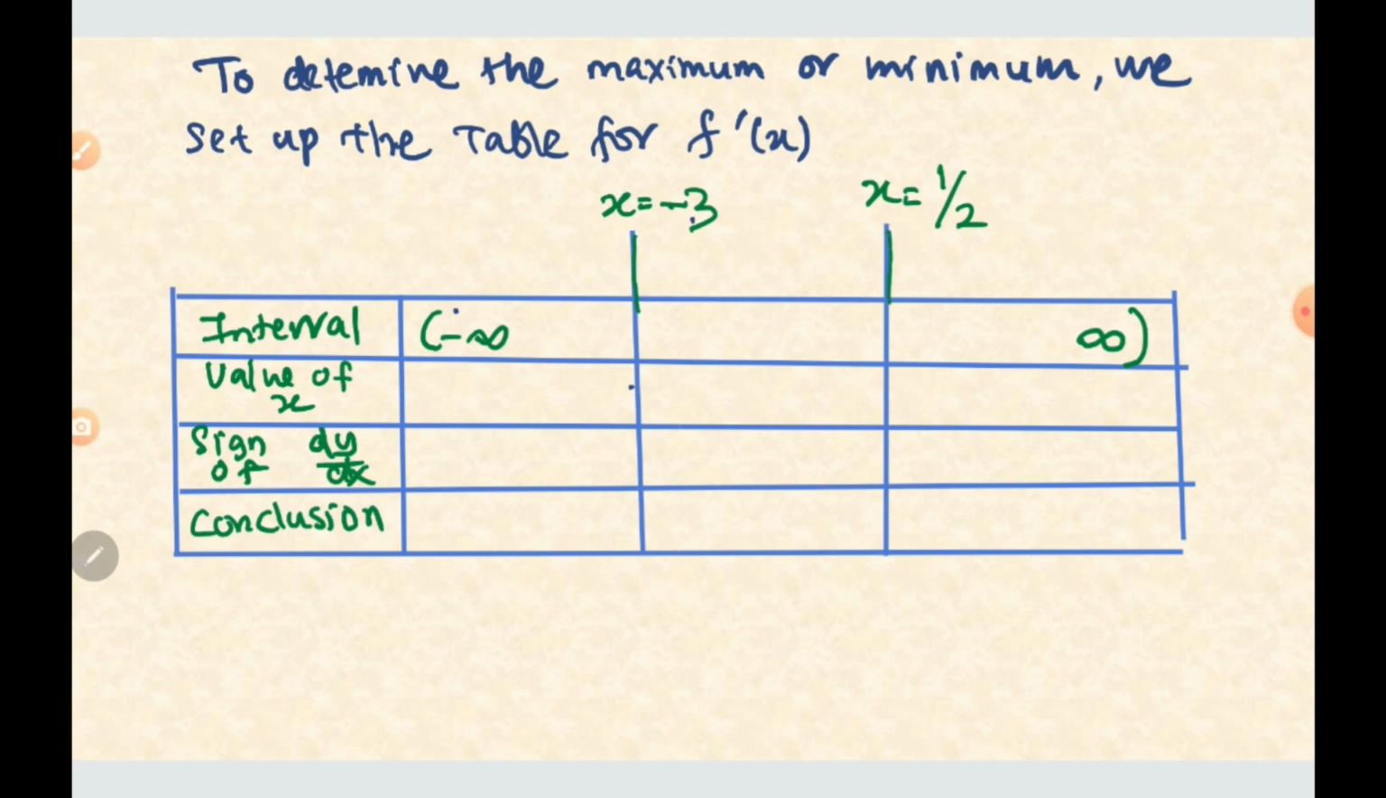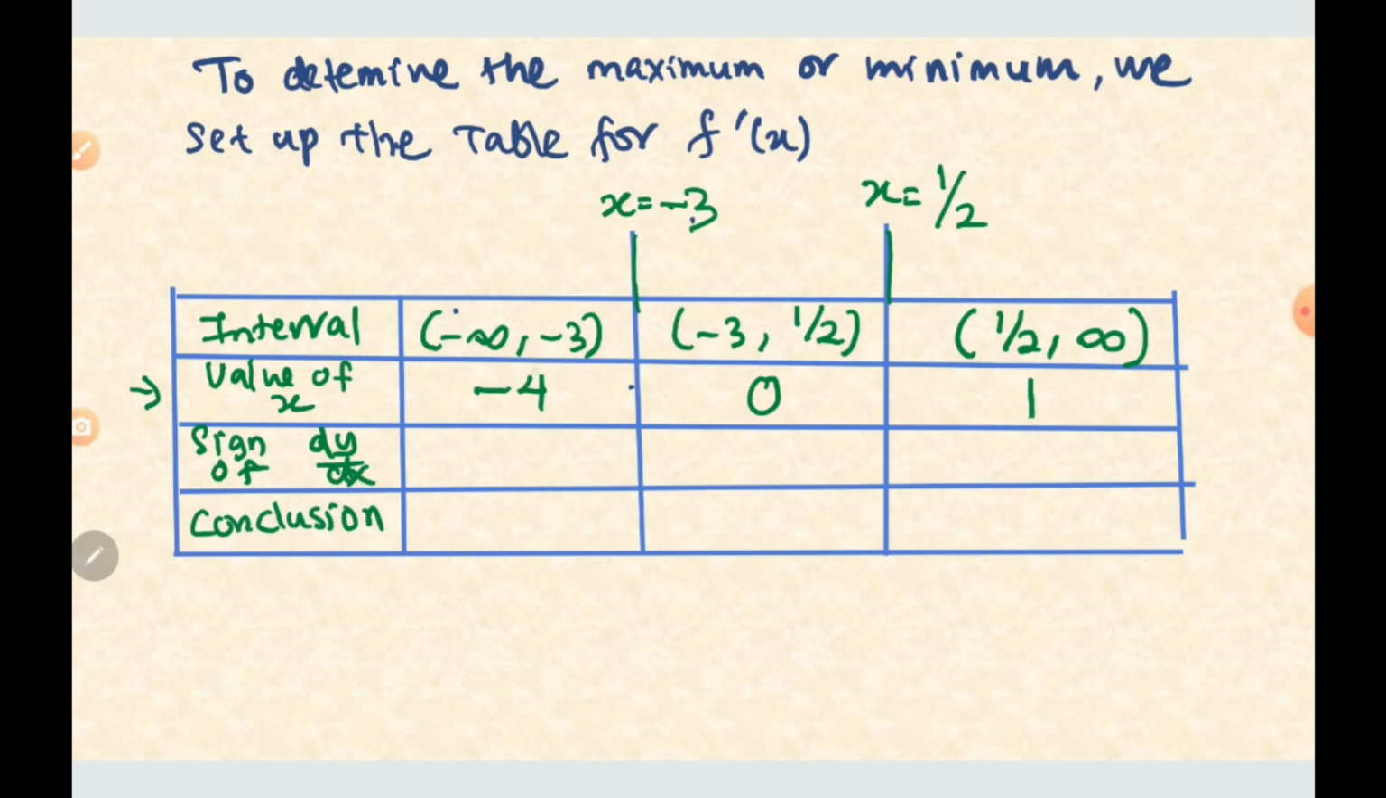Okay, then we have to create the 3 intervals here. From negative infinity, we need to stop at negative 3. Then the second interval is from negative 3 to 1 over 2, and the last interval is from 1 over 2 to infinity. So we need to pick the value to be tested from negative infinity to negative 3. Let's say I choose negative 4 here. For the value of x from negative 3 to 1 over 2, maybe we can choose 0, and from 1 over 2 to infinity, 1.